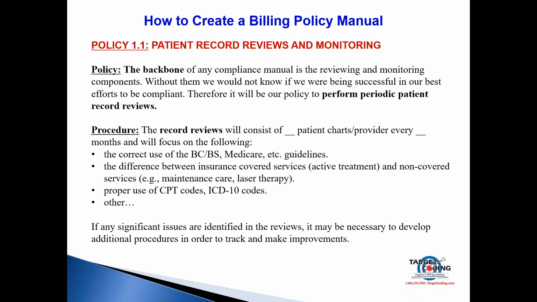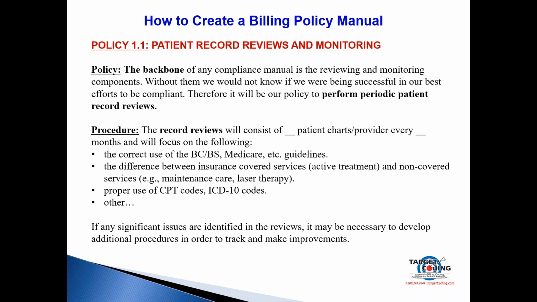And if you're not billing any health plans and you're a cash practice, it's different. See, this is a very customized manual. So in this case, you're going to use the correct use of the Blue Cross Blue Shield Medicare guidelines, the difference between insurance covered services and non-covered services, proper use of CPT codes, ICD-10 codes. If any significant issues are identified in the review, it may be necessary to develop additional procedures in order to track and make improvements. So now let's dig a little deeper. You have to do a patient record review. How do you do that?